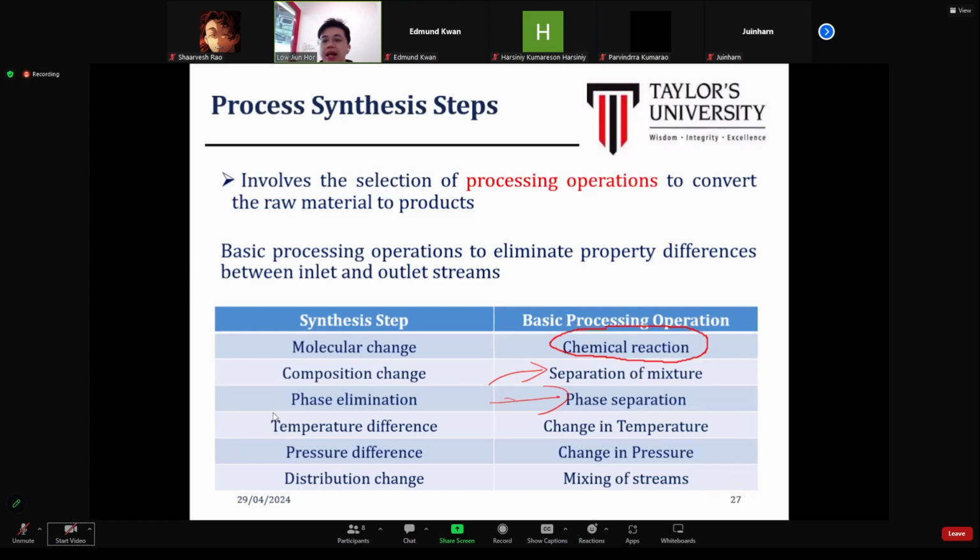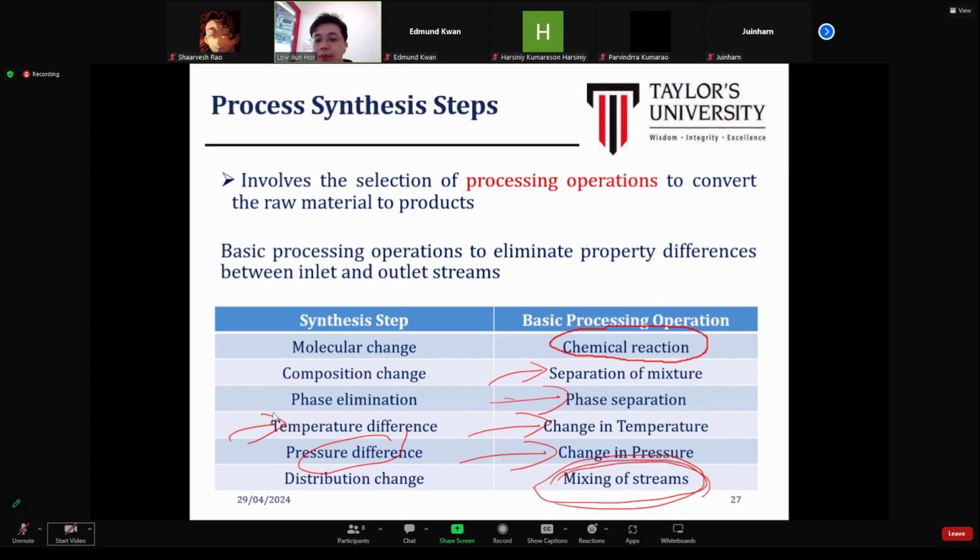Then if the process stream involves a change of temperature, meaning you are going to install a heater, a cooler, or even a heat exchanger in order to adjust the temperature of the process stream and address the temperature difference. And if it involves a pressure difference, you want to adjust the pressure to make them equal or similar to each other, then you can install a pump or compressor. And if you want to combine two different process streams together, then you need to apply a mixing process.